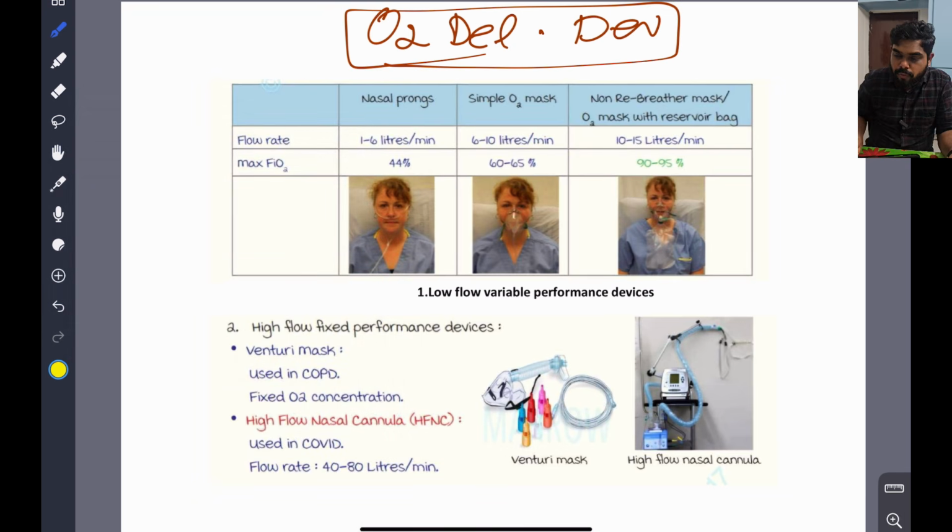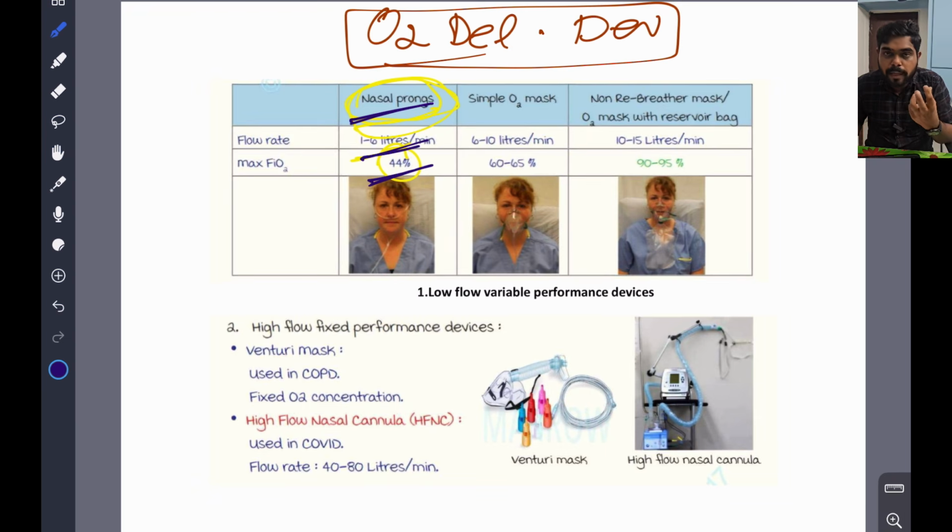Okay, you can see here the nasal prongs. Maybe some of us have kept nasal prongs before. Nasal prongs have a flow rate of 1 to 6 liters per minute with a maximum FiO2 of 44%. So nasal prongs, 1 to 6 liters per minute, 44%.